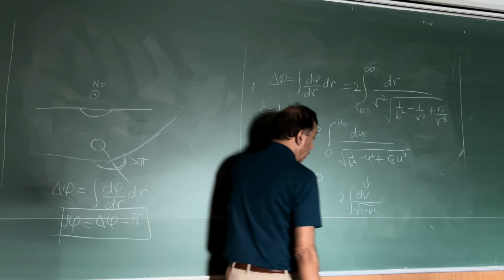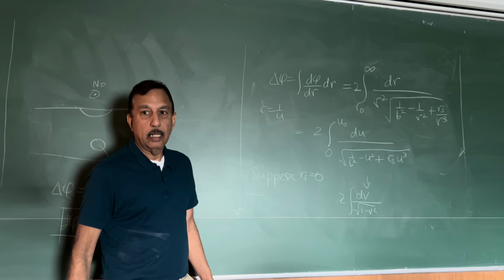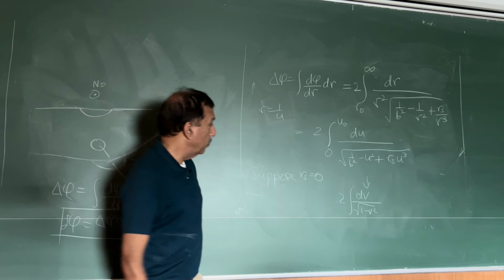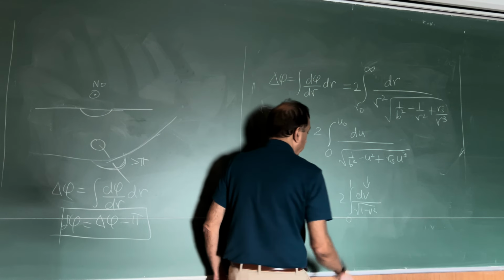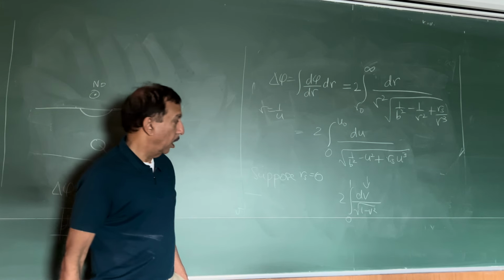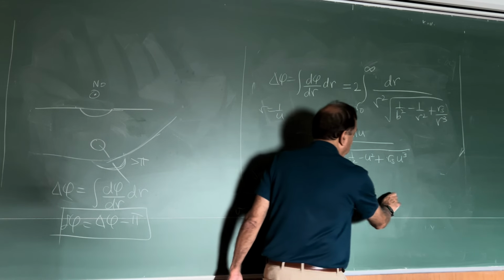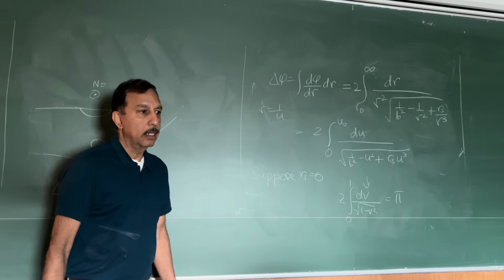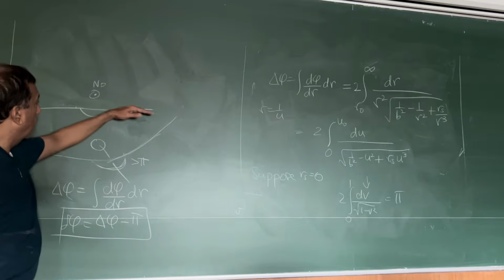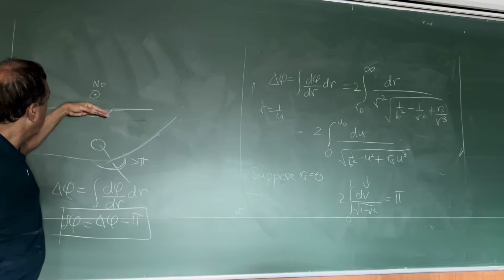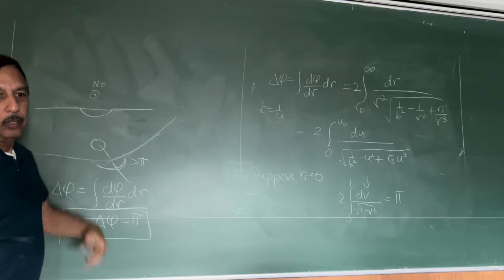Do you know what this integral is? Sine inverse. And what is the value of this from 0 to 1? Sine inverse of 1 is pi by 2. And so 2 times pi by 2 is pi. So does this agree with the prediction? It says that the scattering angle is pi. I mean, not scattering angle, but the delta phi is pi if there's no planet.